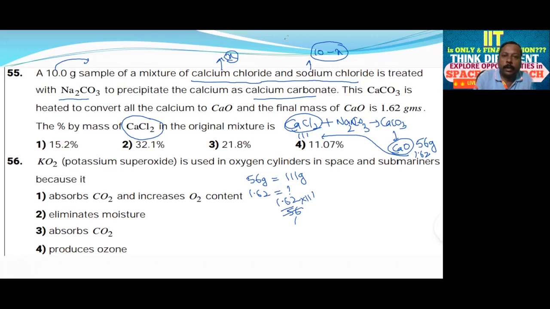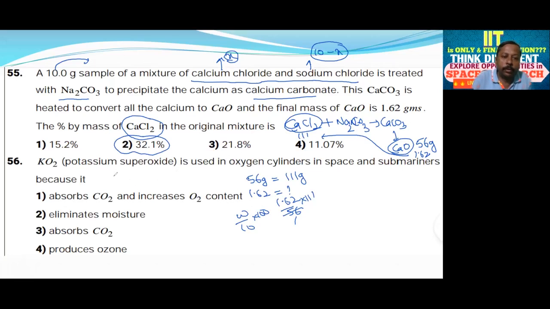Try once. Okay. So this simplification you can do, and on simplification you will get the mass. So that mass divided by 10 into 100 will give you the actual answer. The answer we should get is 32.1. Calculation you can do it. Okay, answer only I am telling you.